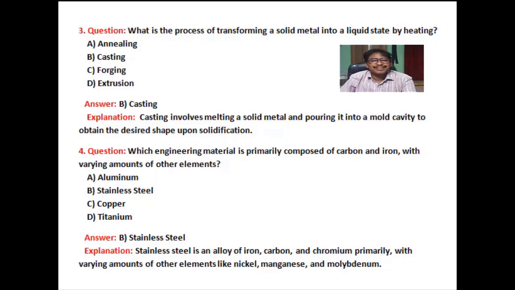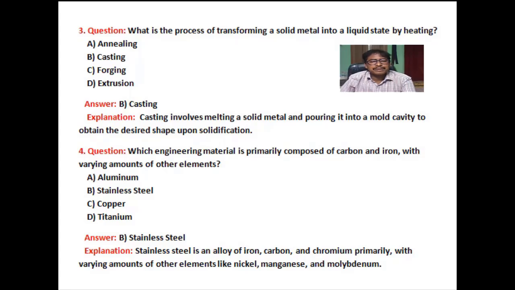Question 3: What is the process of transforming a solid metal into a liquid state by heating? A. Annealing. B. Casting. C. Forging. D. Extrusion. Answer: B. Casting. Explanation: Casting involves melting a solid metal and pouring it into a mold cavity to obtain the desired shape upon solidification.